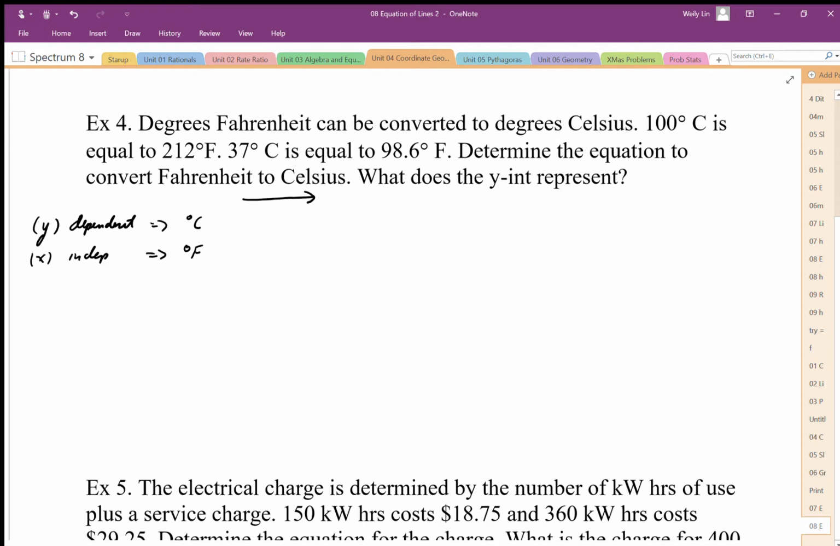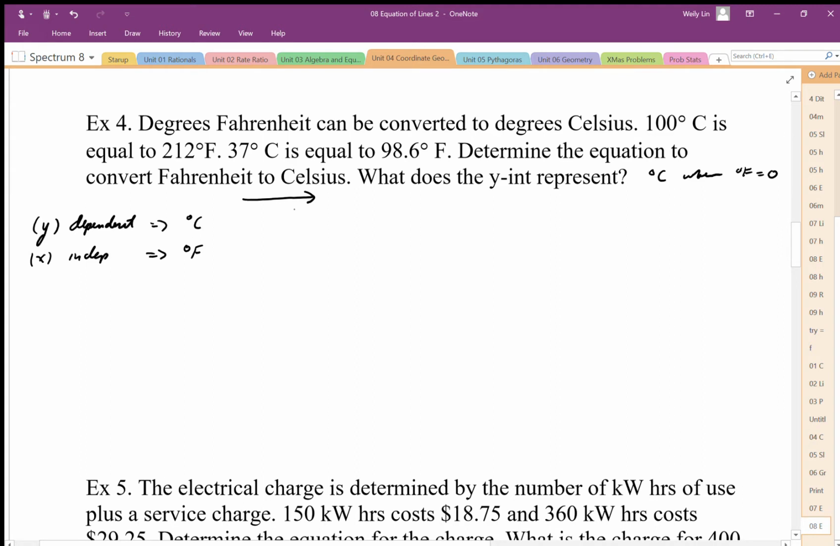The y-intercept is going to represent when the degrees Fahrenheit is 0. So it's going to be the temperature in degrees Celsius when the Fahrenheit is 0. So the y-intercept will represent degrees Celsius when degrees Fahrenheit equals 0. Okay, so let's work out the rate. What is the rate of conversion from Fahrenheit to Celsius?